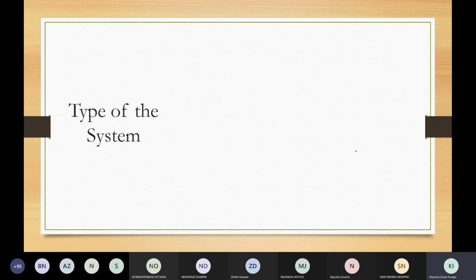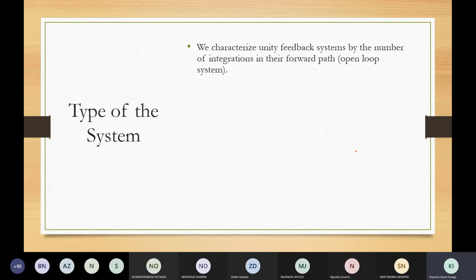So let's now see the static error. There is what we call the static error. What is the static error? We are going to introduce different types of systems. I've already talked about that in the previous slide. Now we're going to see it.